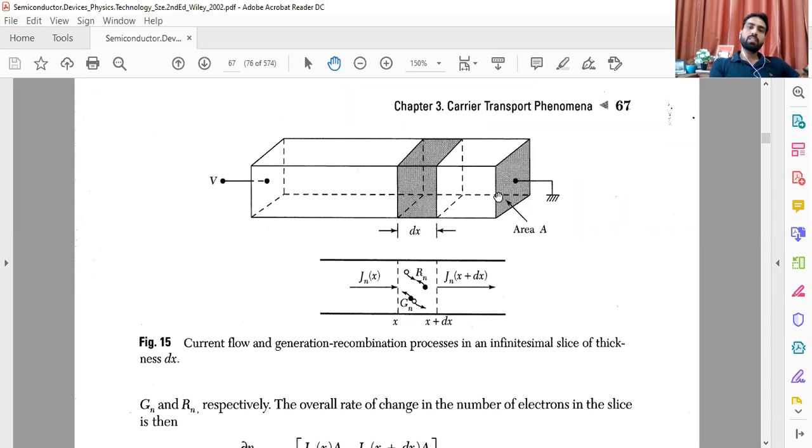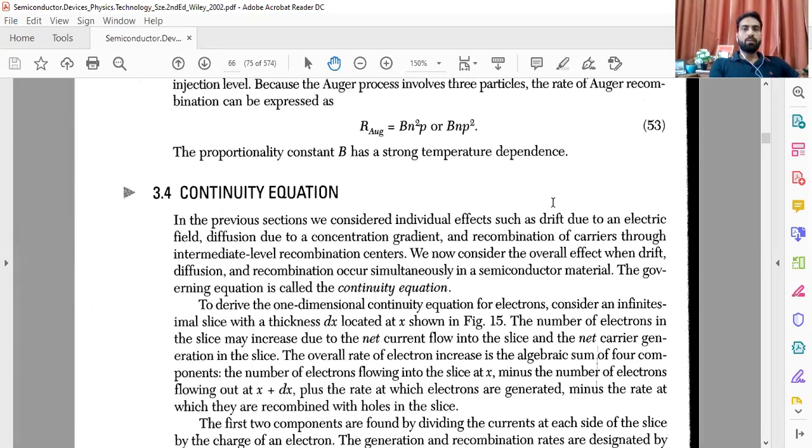From the whole piece, we have taken a small slice, which we are talking about. That is taken as a very small dx. We have assumed dx. Here we are applying this voltage. Here we are having a ground terminal. So, coming to this, consider an infinitesimal slice with a thickness dx, located at a certain position x.